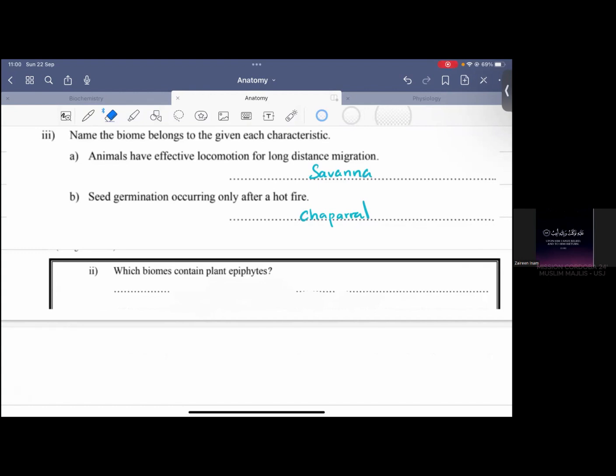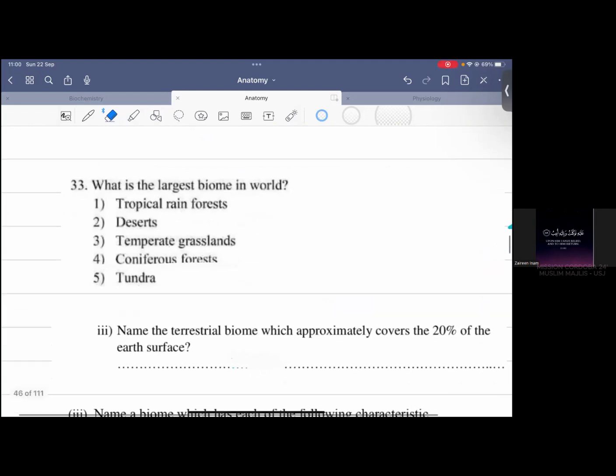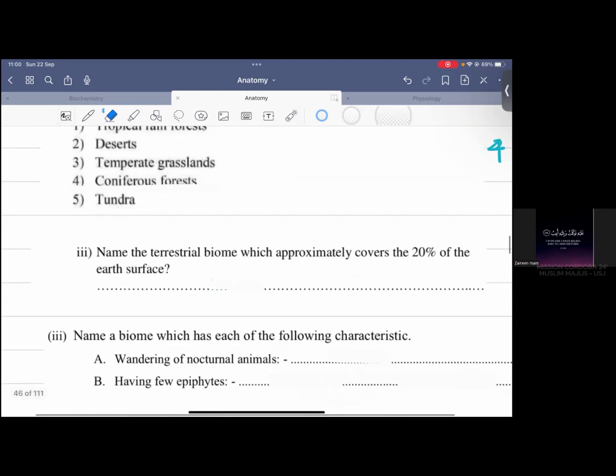Next, which biome contains plant epiphytes? You remember I asked this question when I was teaching. So, what are the two biomes? Tropical forest and temperate broadleaf forest. Okay. Then, what is the largest biome in the world? Coniferous, easy. Name the terrestrial biome which approximately covers 20% of the Earth's surface. Tundra.